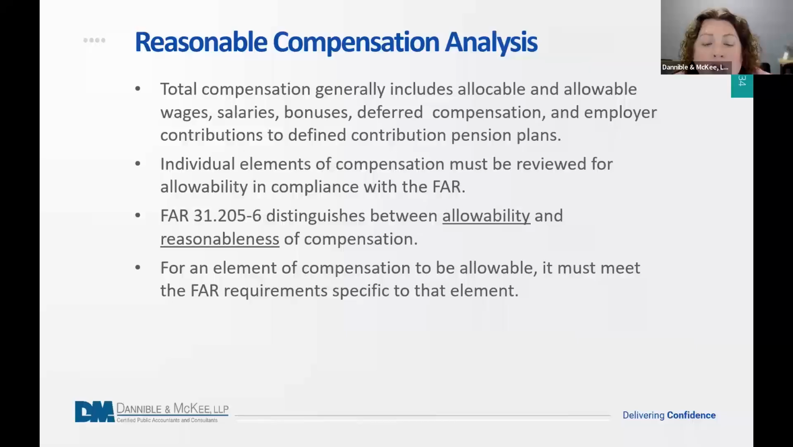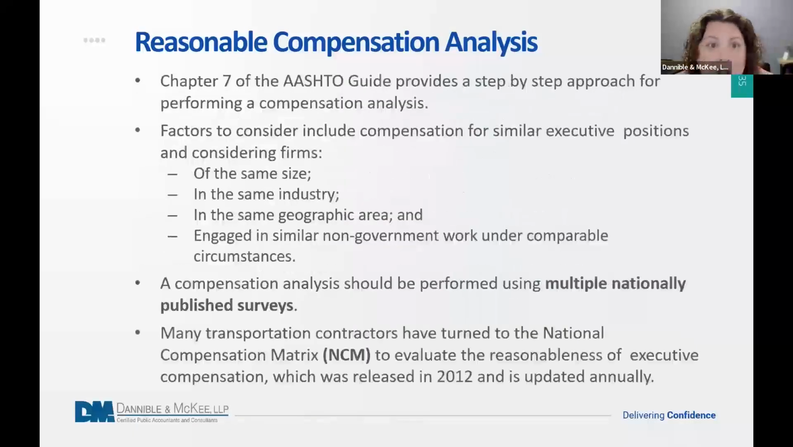So FAR 31 does talk about allowability and reasonableness, so we're going to talk a little bit about reasonableness. Remember how we talked about the AASHTO guide? It provides a step-by-step approach to compensation analysis. Factors to consider are the size of the firm, the industry, the geographic area, and whether there's private work or governmental work. There are a lot of compensation studies out there that you can follow.